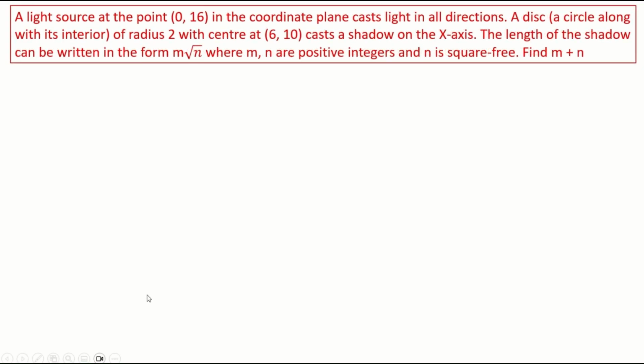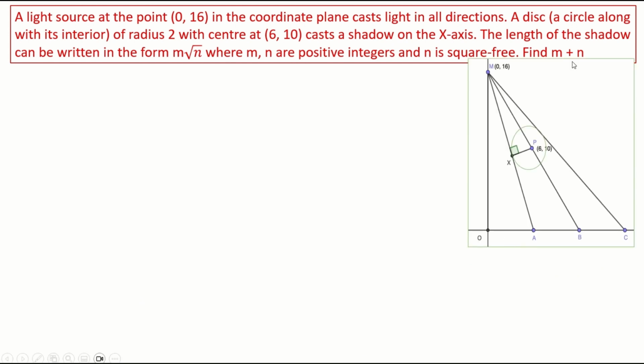A light source at the point M (0, 16) in the coordinate plane casts light in all directions. There is a disk of radius 2 with its center at P (6, 10). The disk casts a shadow on the x-axis.